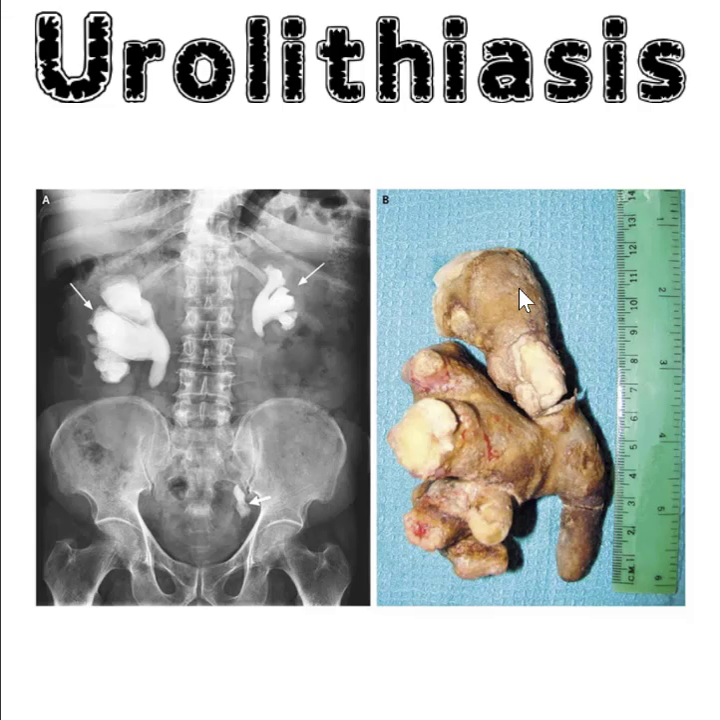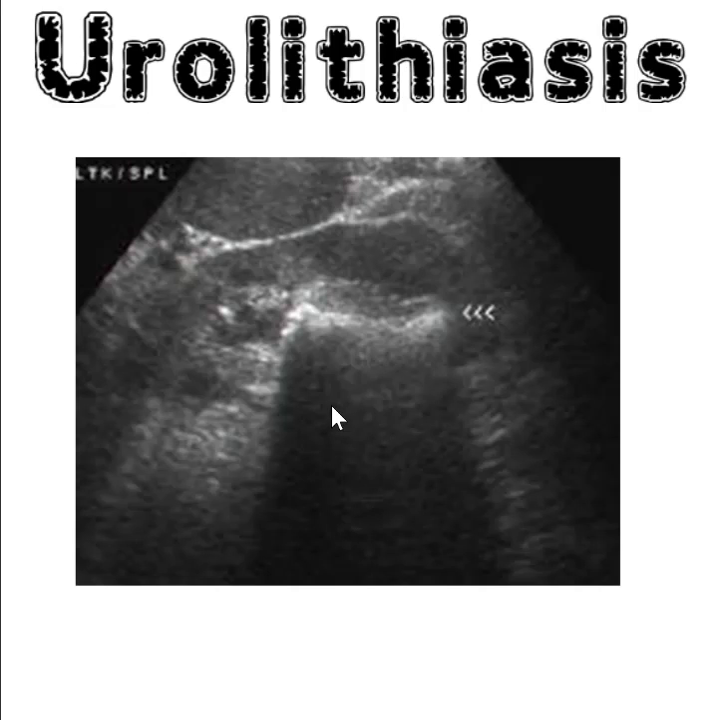Here is a Staghorn Calculus completely out of the pelvis. You can see how it takes the shape of the calyces and then the pelvis and into the ureter. So these are kind of interesting. Most likely they're going to be seen better on radiographs or x-rays than we're going to be able to see on ultrasound, just because it causes so much shadowing behind it.